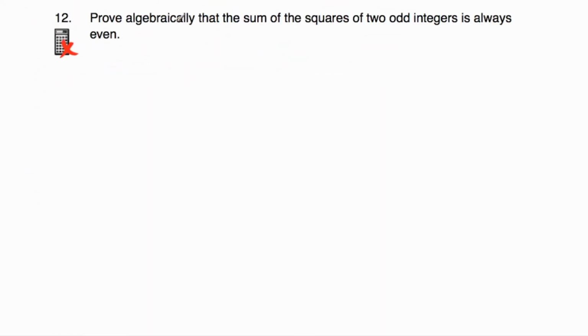So question number 12 says, prove algebraically the sum of the squares of 2 odd integers is always even. So we want to prove that the sum of the squares, so we're going to square something, of 2 odd integers. Now, they're not consecutive odd integers, just 2 odd integers. So one odd integer could be 2n plus 1, that's an odd integer. And then another odd integer could be 2k plus 1. They would be 2 odd integers. And we want to show that the sum of the squares, so we're squaring them, and the sum, we're going to add our results. We're going to show that that result is always even. So let's expand our brackets and see what we get.